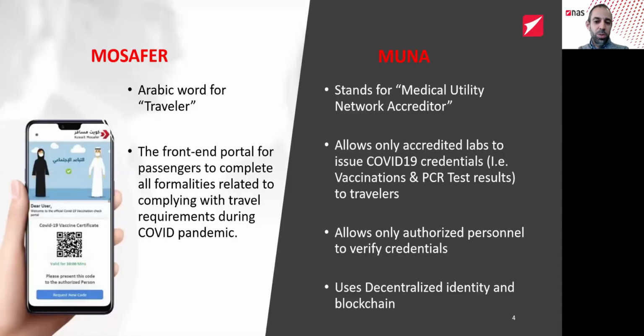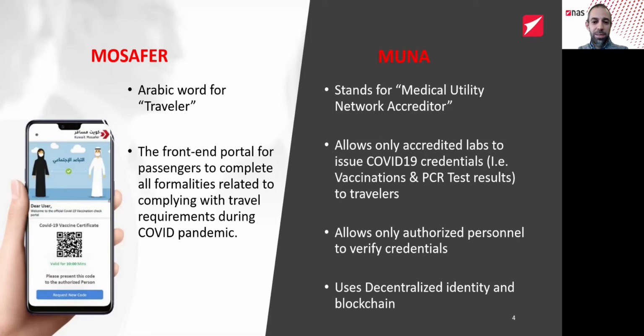Our digital health solution is mainly made of two parts. Musafir, which is the Arabic word for traveler. This is the front-end portal used by travelers to be able to complete all formalities related to complying with travel requirements during the COVID pandemic. And the second part is MUNA. MUNA stands for Medical Utility Network Accreditor.